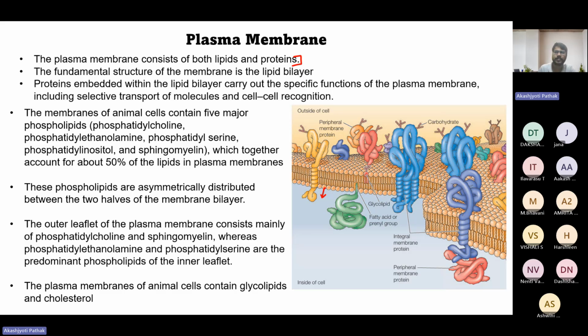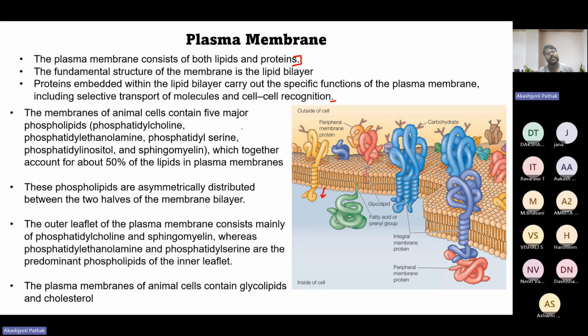Then there are pumps. Just now we saw one of the pumps in lysosome. The pumps will actively transport a molecule from one side to the other side. Then the channels allow free passage of molecules from one side of the membrane to the other side. Another function is cell recognition. There are different surface markers that allow one cell to recognize the other cell.